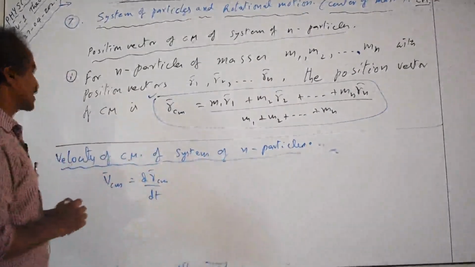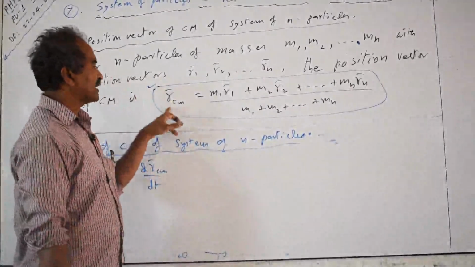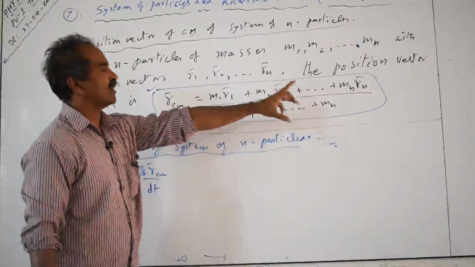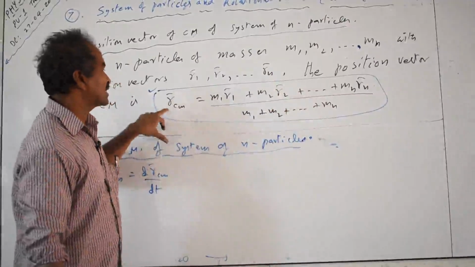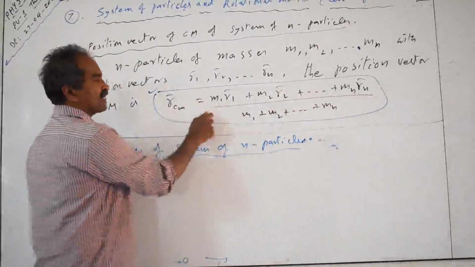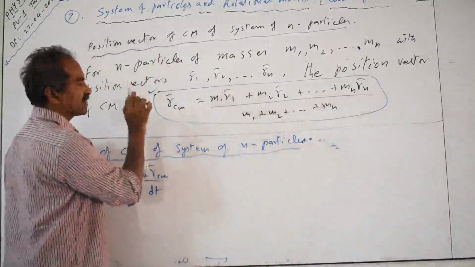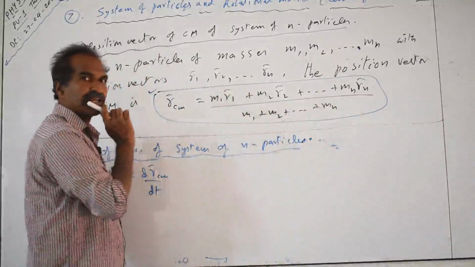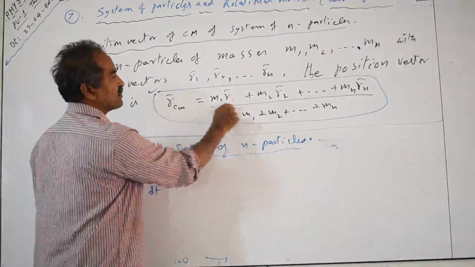Next is velocity of center of mass of system of particles. In this formula there is a symmetry. If you take xcm, it becomes m1 x1 plus m2 x2 and so on mn xn, divided by the total mass m1 plus m2 and so on mn. If it is ycm, the y coordinate of center of mass is m1 y1 plus m2 y2 and so on mn yn by total mass. Similarly, the position vector is the displacement vector of any particle from the origin. So for rcm, if you write the position vector, you must put a bar.